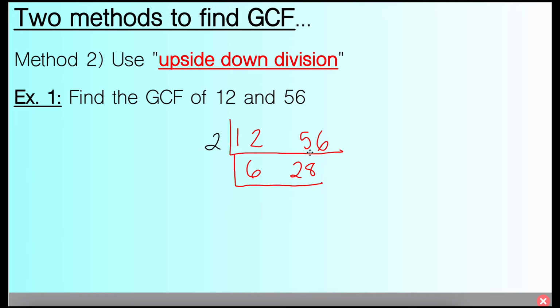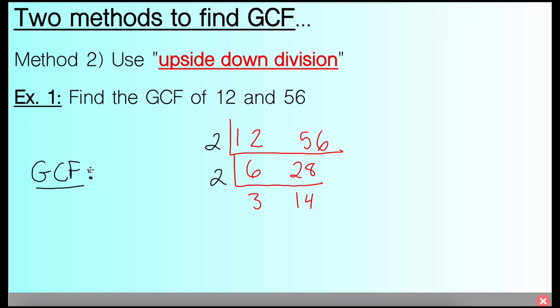Is there a number that can go into both 6 and 28? Again, 2 can go into both of those. They're even numbers. So 6 divided by 2 is 3. And 28 divided by 2 is 14. Is there anything that can go into both 3 and 14? The answer to that question is no. So at this point we can stop, and you can get your greatest common factor, your GCF, by doing this.